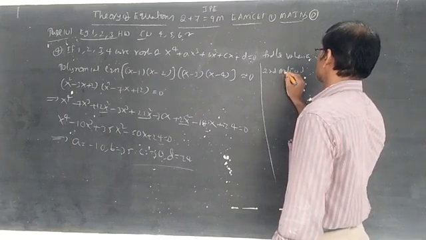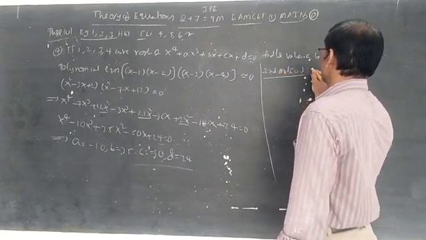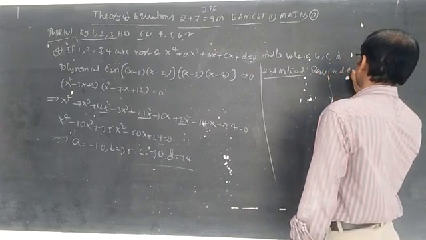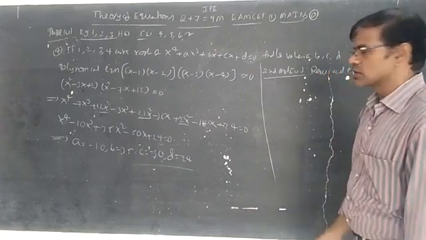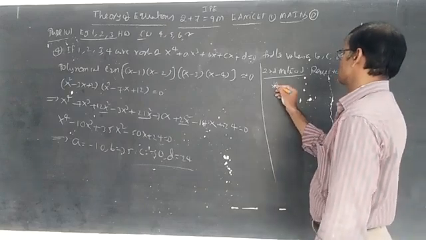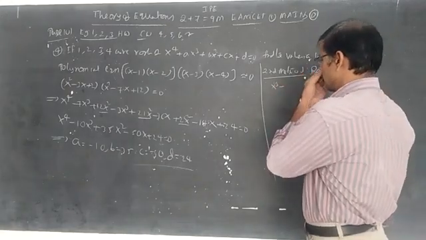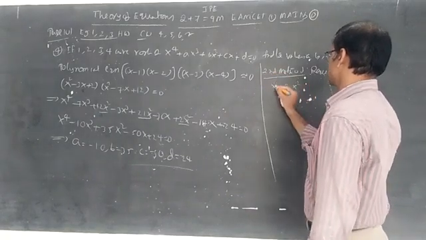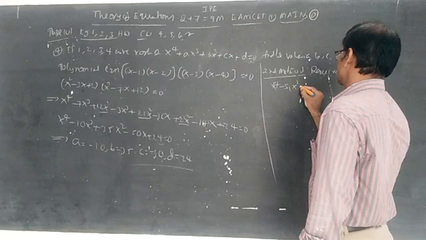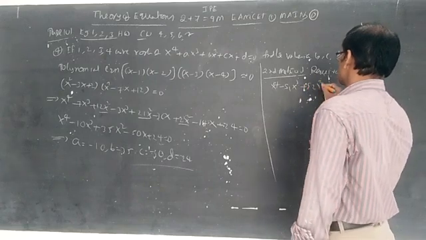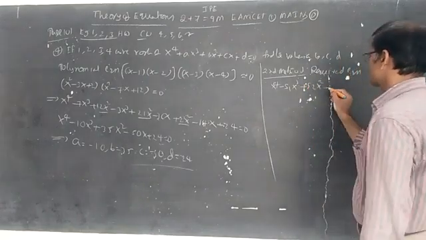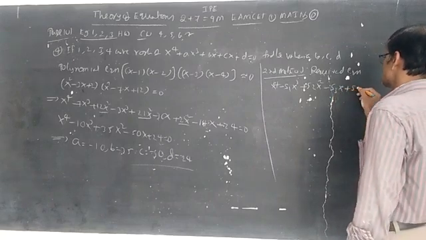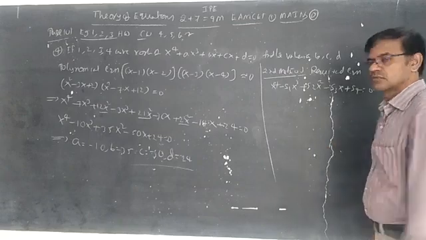Second method. Required equation is x power 4 minus S1 x cube plus S2 x square minus S3 x plus S4 equal to 0.